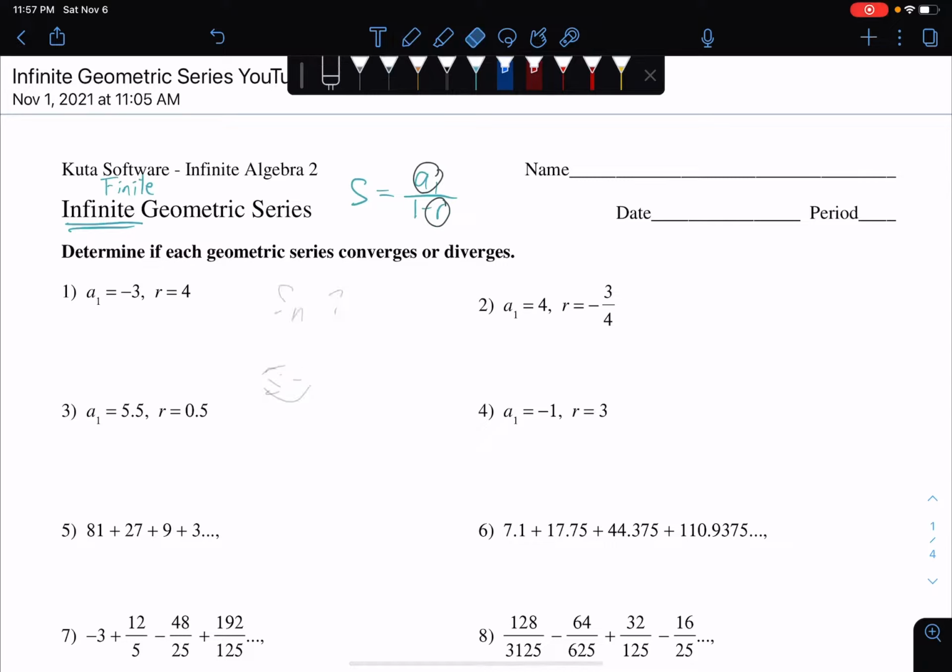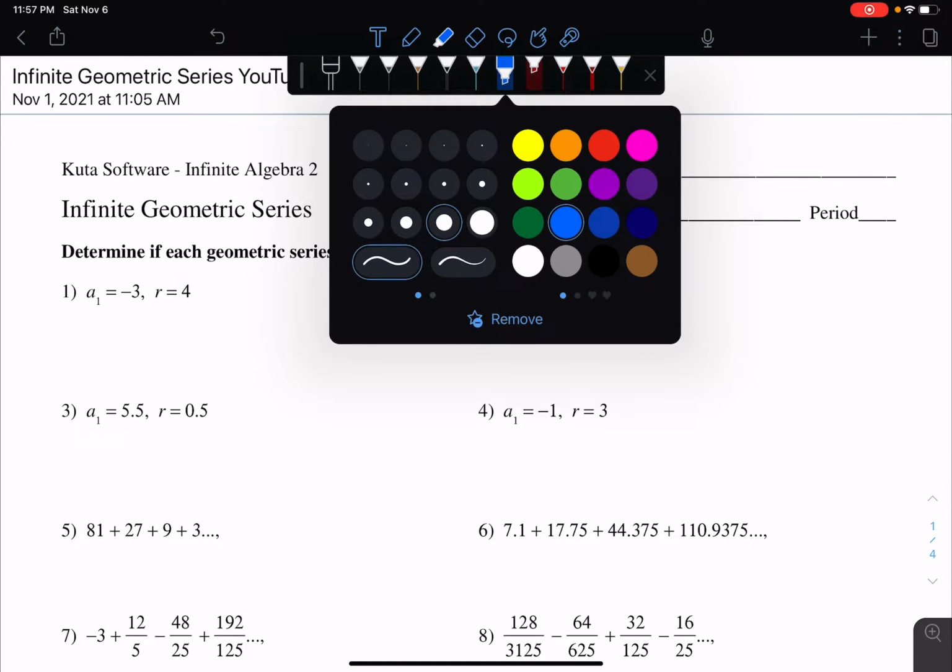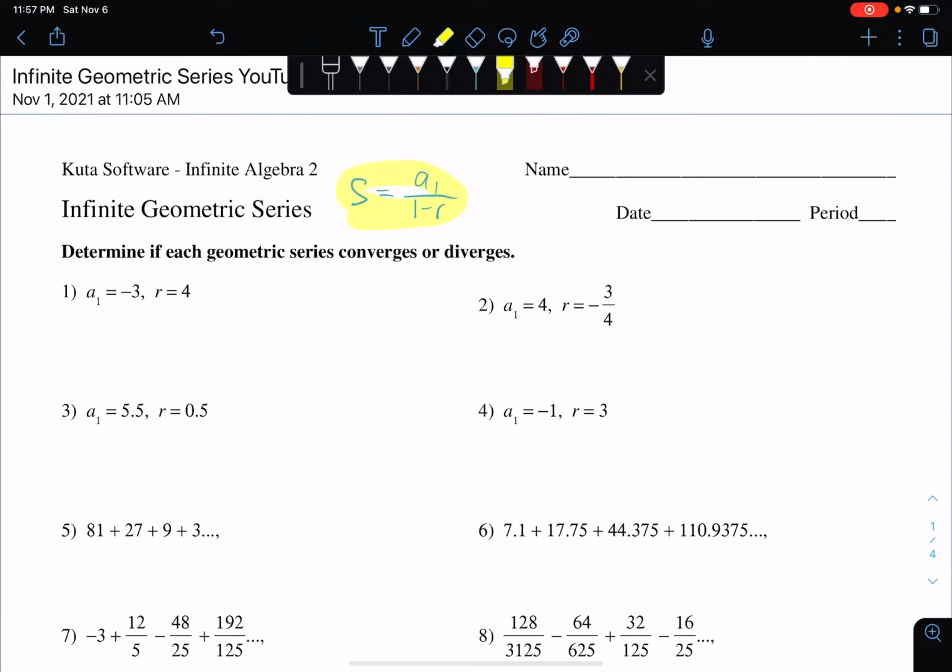So, without further ado, now that we've discussed the difference between infinite and finite, I may have left out a few important details, but as for this worksheet, that's all that we have to know, I suppose. So let's just highlight this. There you go. Infinite geometric series. Let's start with our test one.